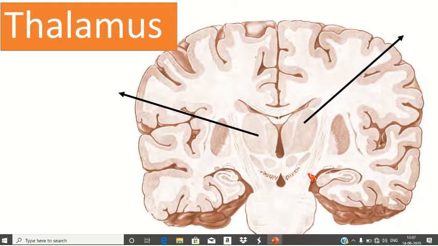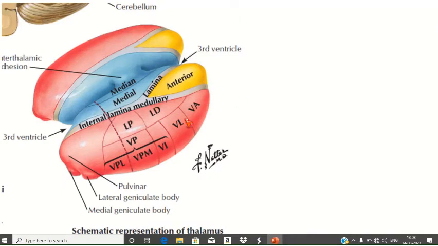There are two thalami situated on either side of the third ventricle. Here you can see the third ventricle. On either side of the third ventricle, we can identify the large ovoid gray matter called the thalamus. The long axes of the thalami are set obliquely, running backwards and laterally. Here you can see the schematic diagram of the thalamus, showing how it is present. It runs backwards and laterally.